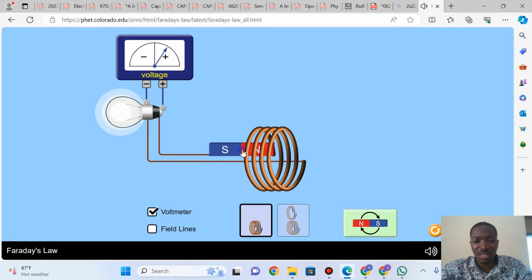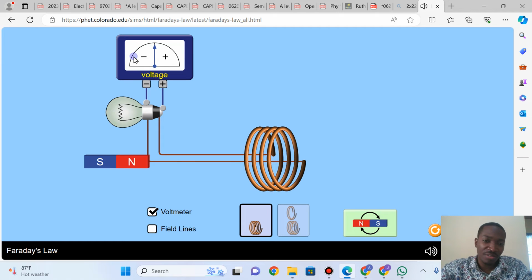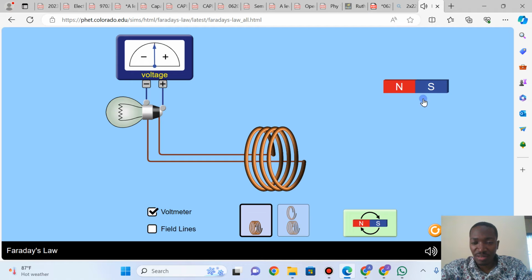Did you take note of that? I will do it again. This is the magnet. Watch what the galvanometer does. I'm pulling the magnet to the left. You see, the galvanometer deflected to the left. Now they said I should switch the magnet. I flip the magnet and then move the magnet to the other side. I'm moving it to the other side.